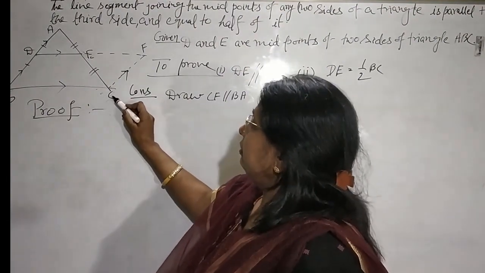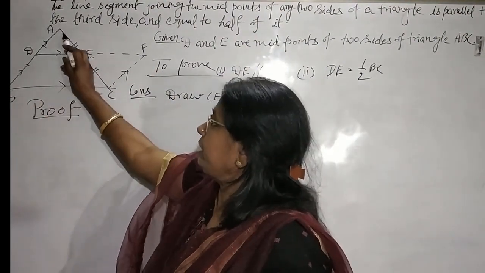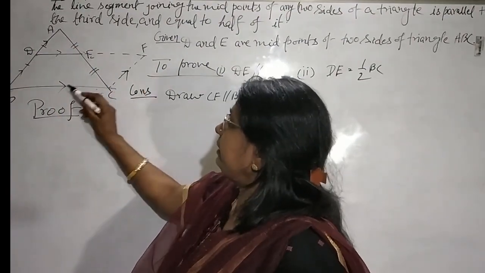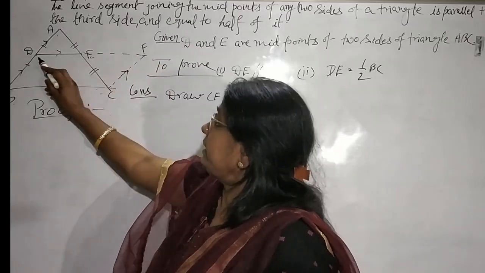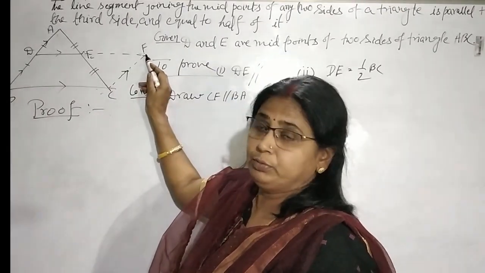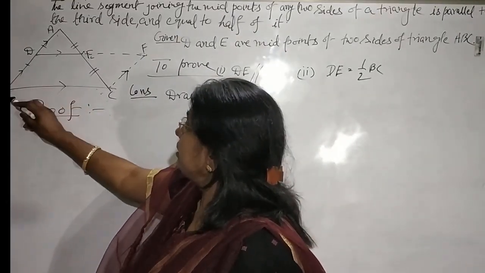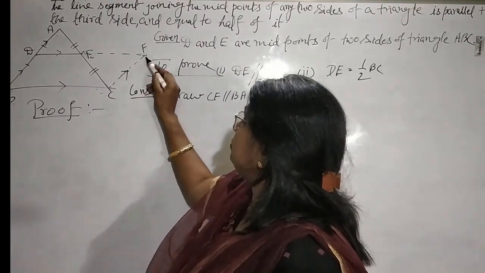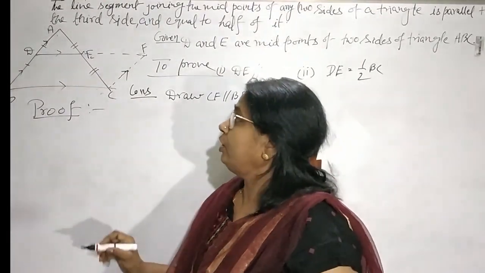Now construction. We will draw CF parallel to BA, meeting the line DE produced at F. That means in the construction BD is parallel to CF. Now the proof.